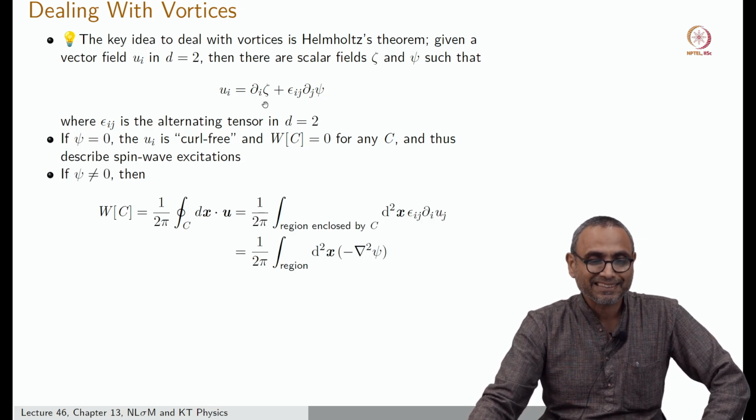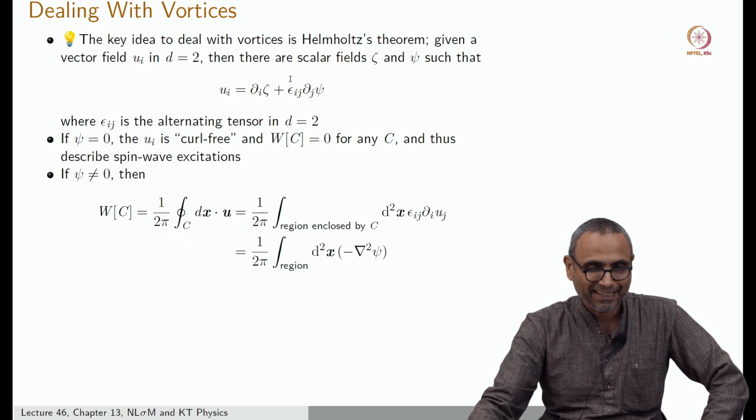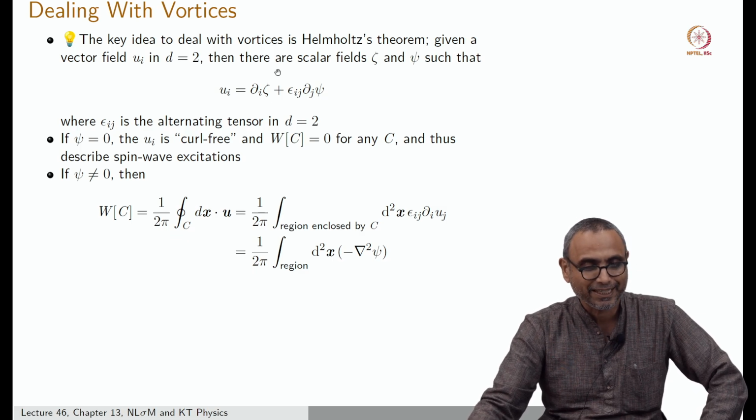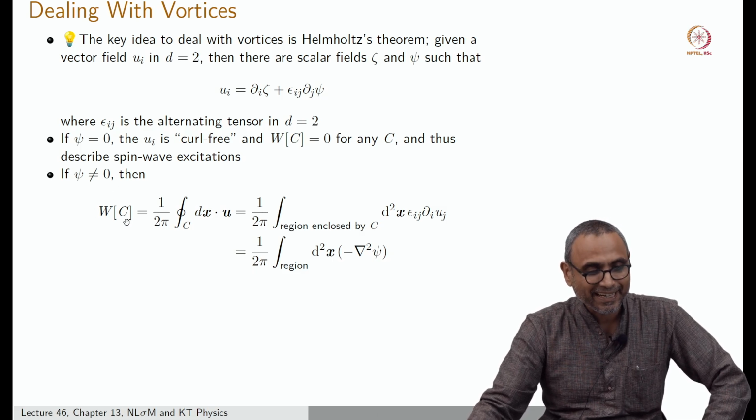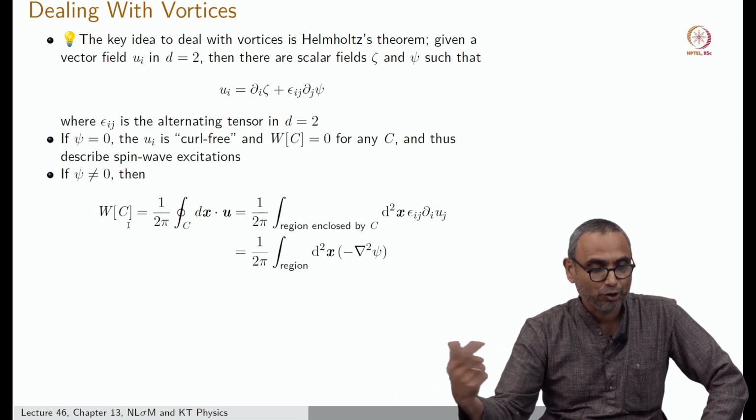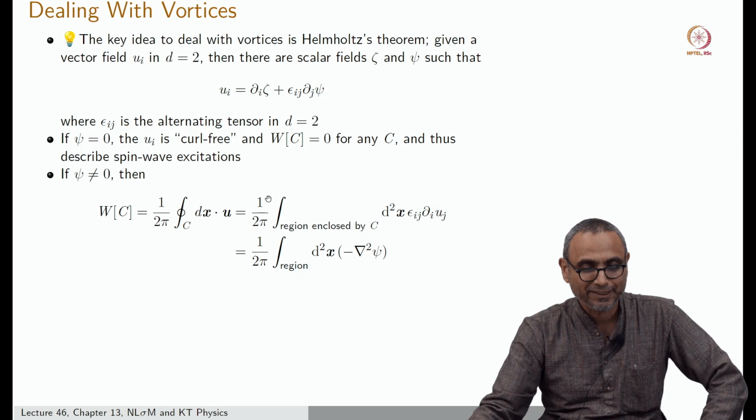So take a system where, say, zeta is 0, it does not have to be, but for simplicity you can take it to be 0, and psi is not 0. So now if I take W_C, the winding number around contour C, I just go through this algebra. You will see that only this term will contribute, and you can see that this will become del squared psi.